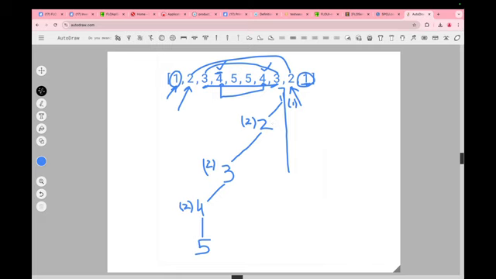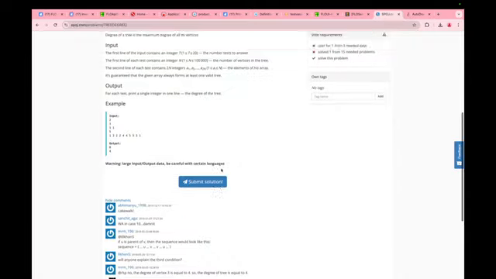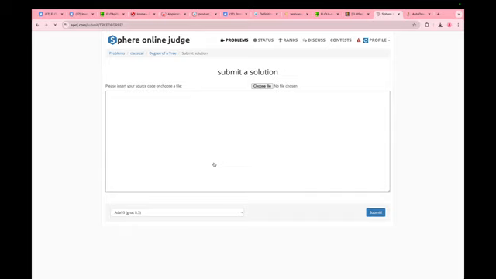We will pick an element, iterate from start to the end, count the number of children, and add 1 to that. So the number of children plus 1 will be the degree. Let's try to code this part.